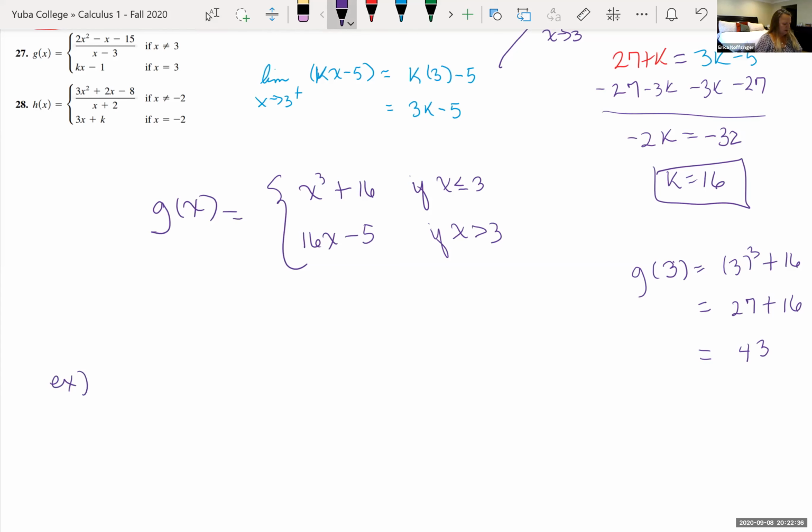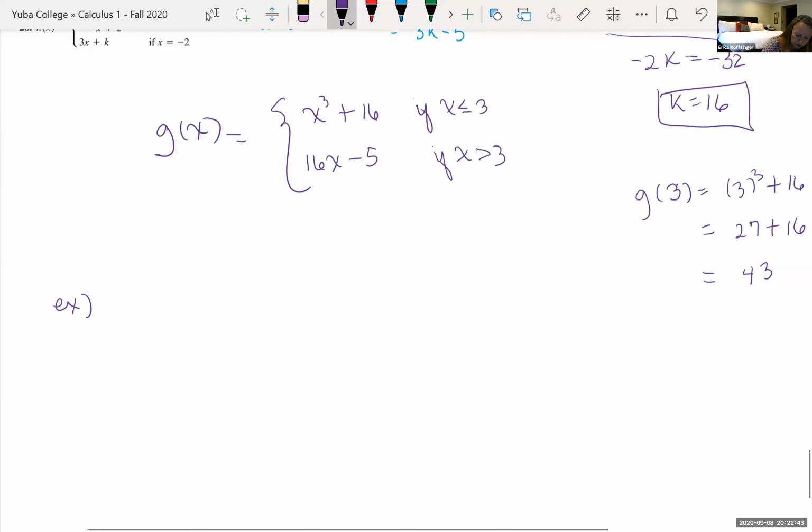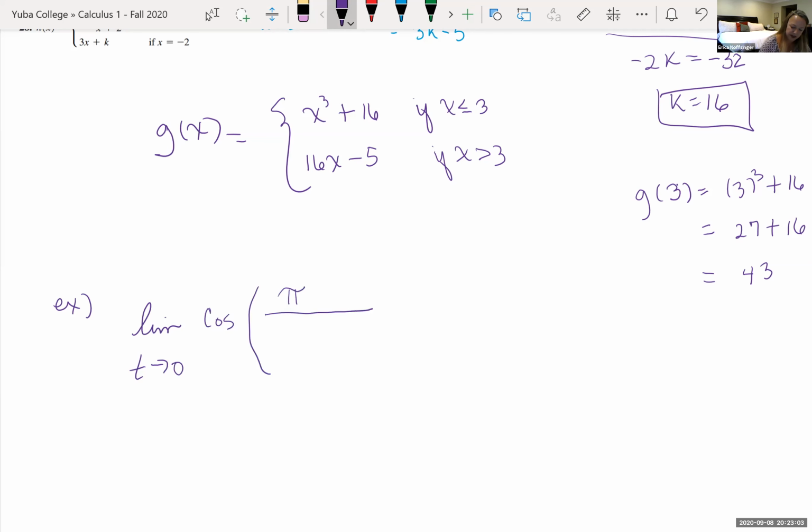So let's look at, what about the limit as t is going to 0 of the function cosine of, and this is rational, so in the numerator you have just a pi, all over, in the denominator we have the square root of 19 minus 3 secant 2t.